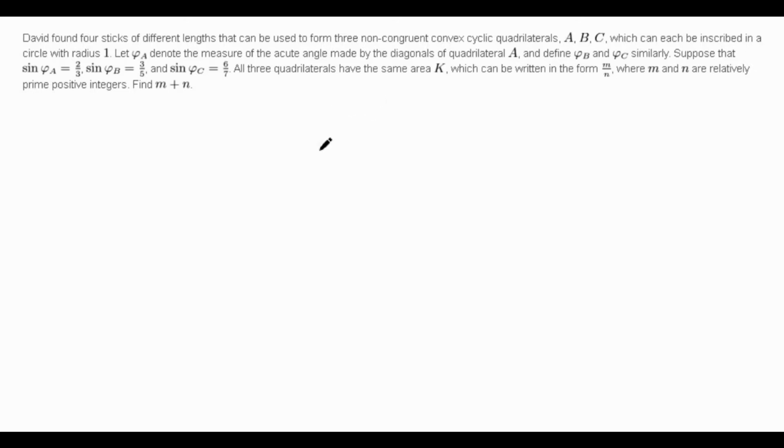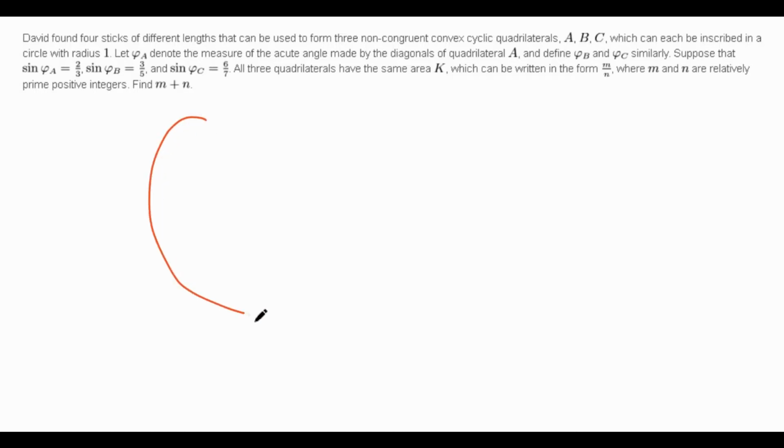So, to start off, the conditions for this problem might seem a little strange, because the problem is claiming that there exist 3 non-congruent cyclic quadrilaterals that are made from the same 4 sticks, and they also have the same area. So how can that even be possible? We should probably figure out how to find these quadrilaterals.